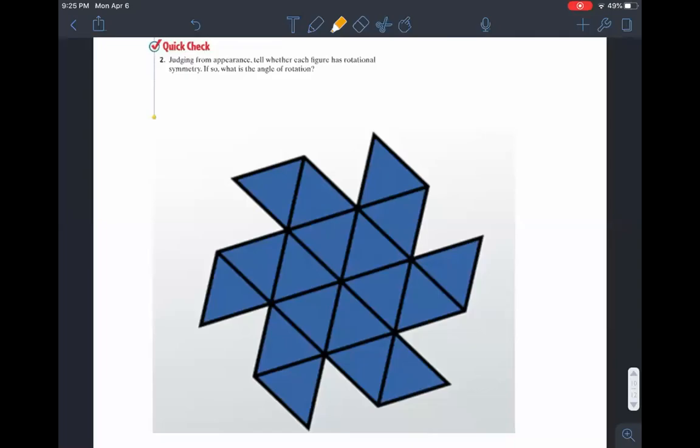Now I want you to take a look at this figure, do the best you can to figure out how many rotational symmetries this puppy has. How many does it have? And use that number to determine what is the angle of rotation, which is the smallest number of degrees you have to turn it so that it looks exactly like itself.